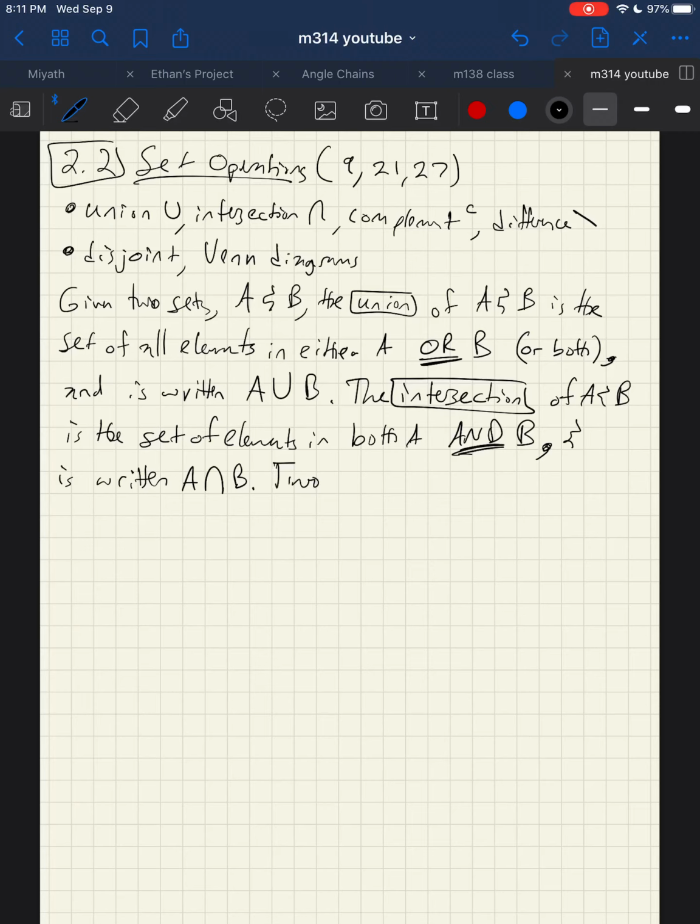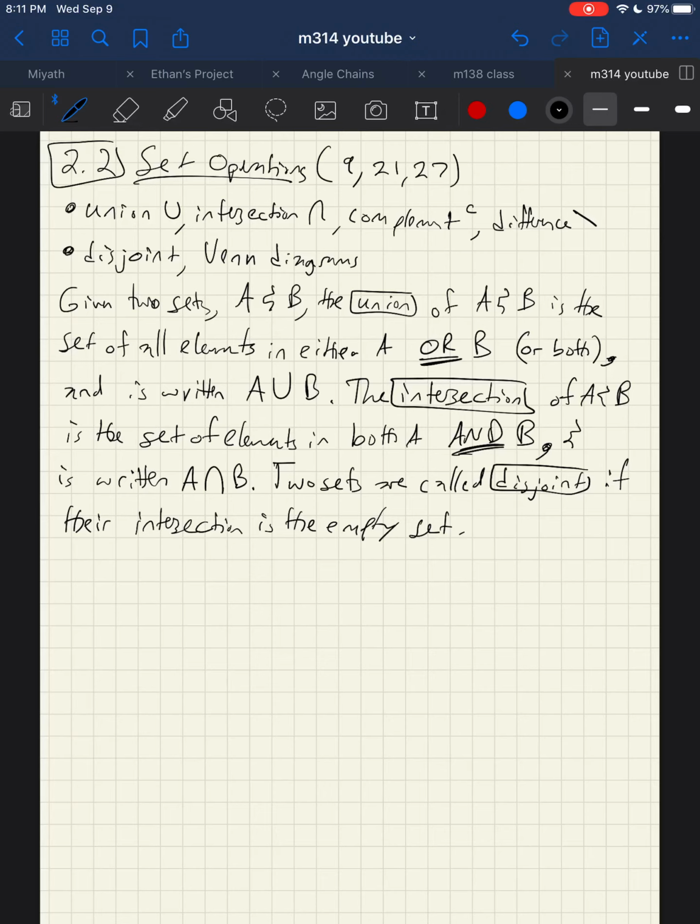Now, two sets are called disjoint if their intersection is the empty set. That is to say, if there are no elements in both of them.